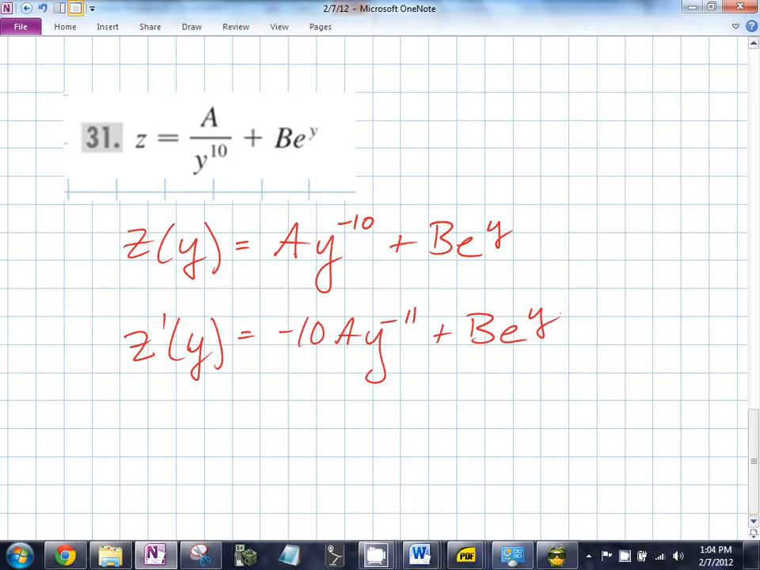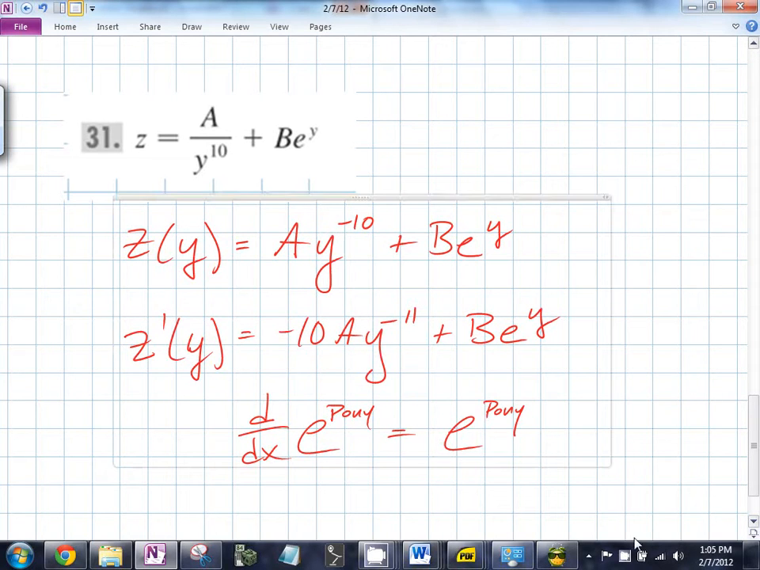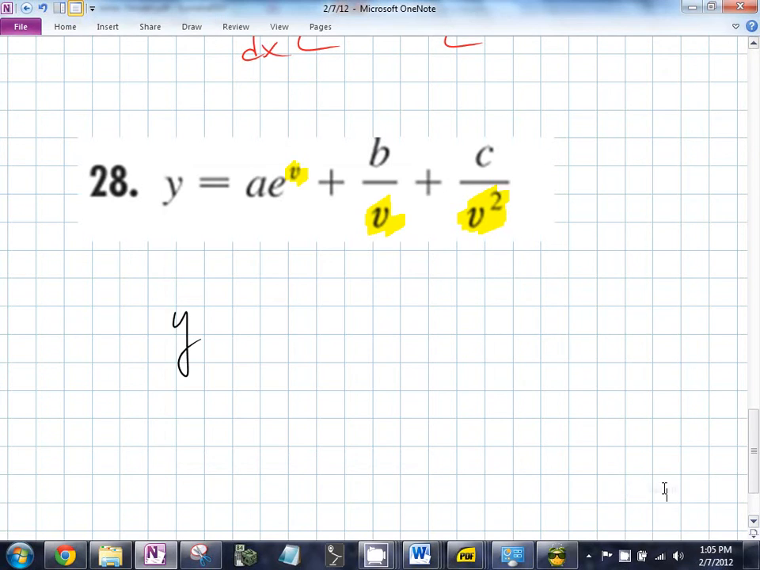We learned this yesterday. d/dx of e to the pony is equal to e to the pony, as long as pony is just a static single thing. Got it? It's still there. It's being multiplied right there. That's it. Nothing other than that. Optimally differentiable. Yes? Well, hold on. It's a e to the v plus b v to the negative 1 plus c v to the negative 2.